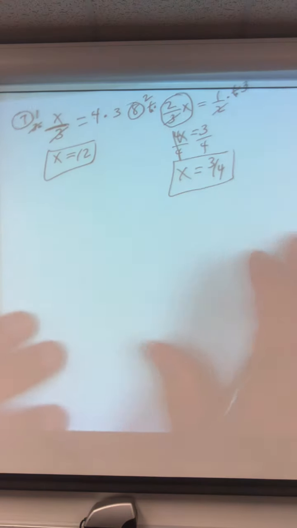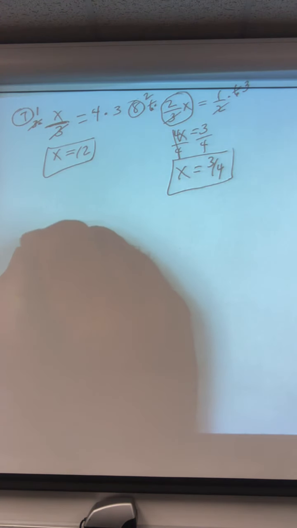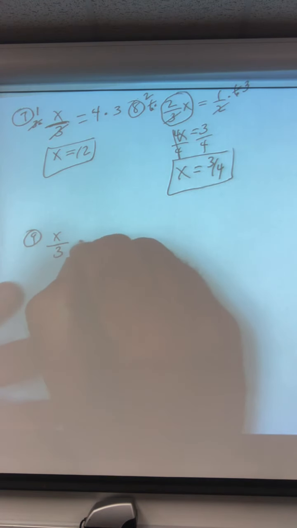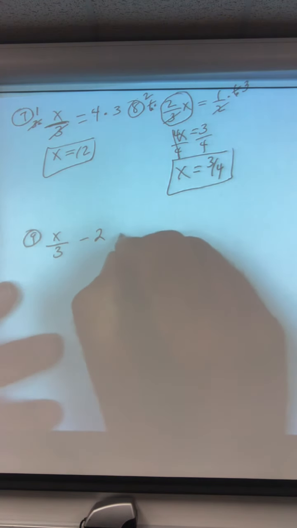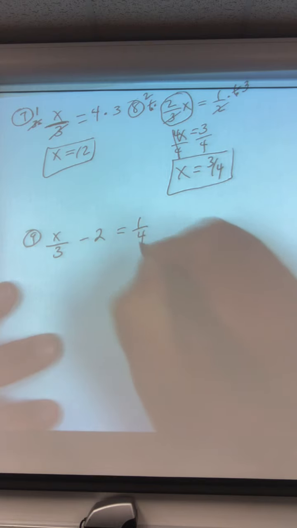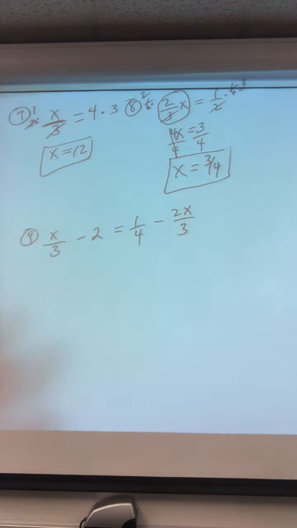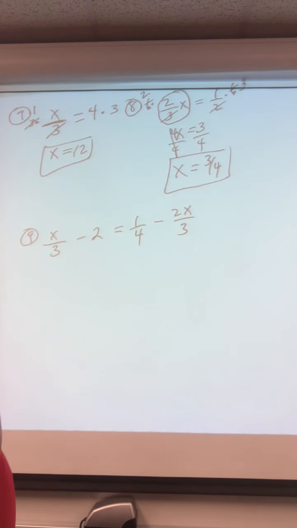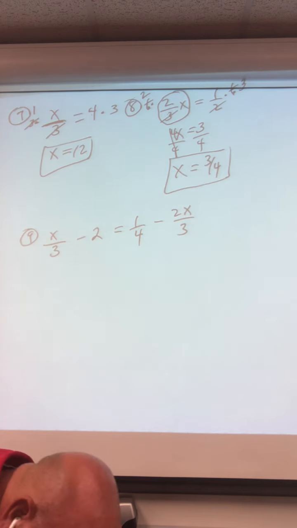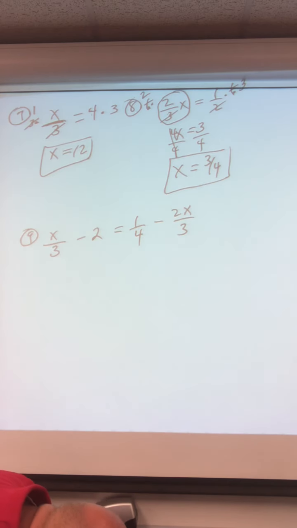Okay? Now, let's look at the next example. x over 3 minus 2 equals 1/4 minus 2x over 3. Let me see if I've got a color pen here. Give me just a second. Sorry about the racket.